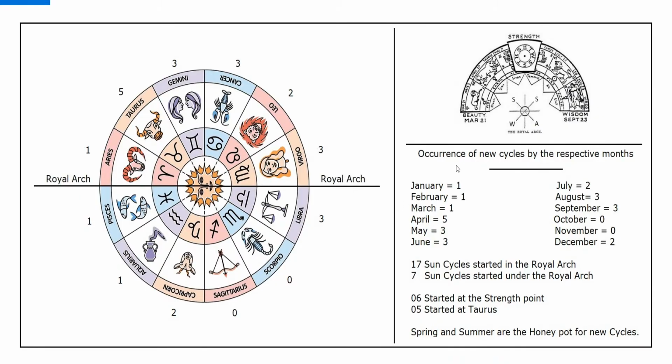Occurrence of new sun cycles by the respective months. Okay, so here we have each single month of the year, and here I made the breakdown on how many new sun cycles we had in each month. Okay, so let's start from Libra, and this is September. So we had 3 here, 0 for Scorpio, 0 for Sagittarius, 2 for Capricorn, 1 for Aquarius, 1 for Pisces, 1 for Aries, 5.